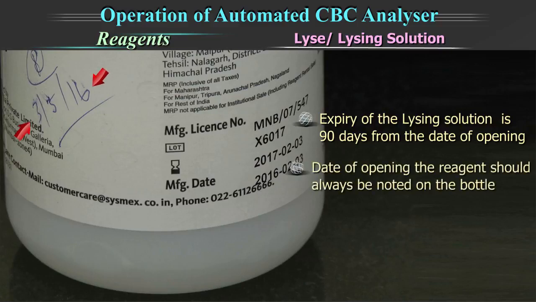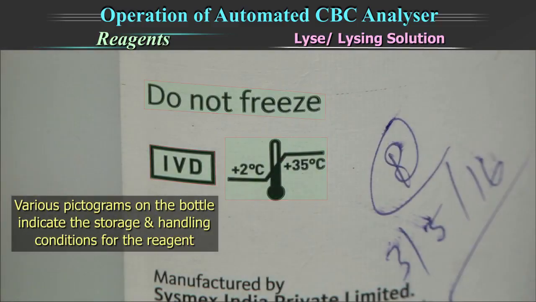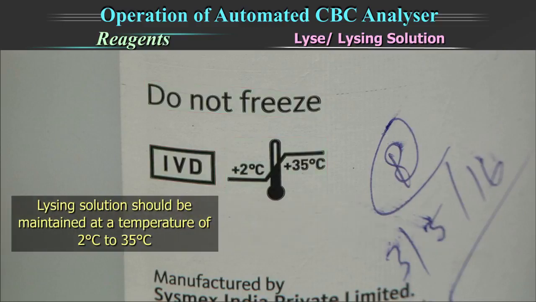Therefore, the date of opening the reagent should always be noted on the bottle. Various pictograms on the bottle indicate the storage and handling conditions for the reagent. Follow them diligently. The lysing solution should be maintained at a temperature of 2 to 35 degrees centigrade.